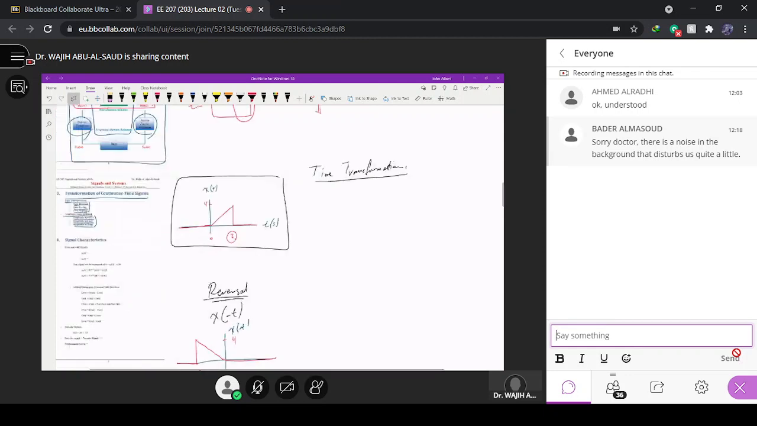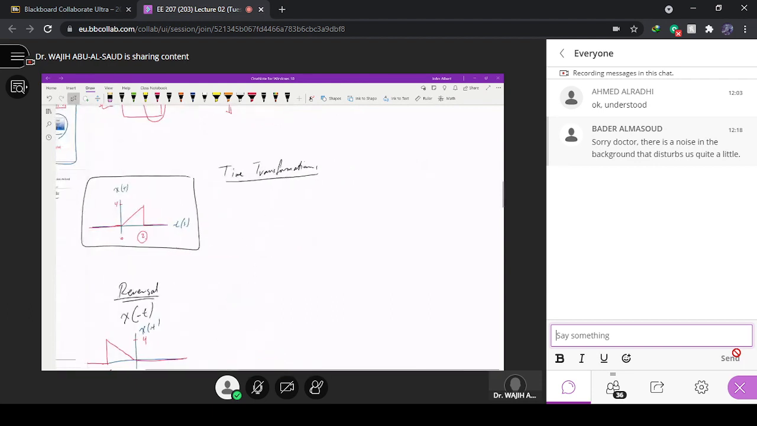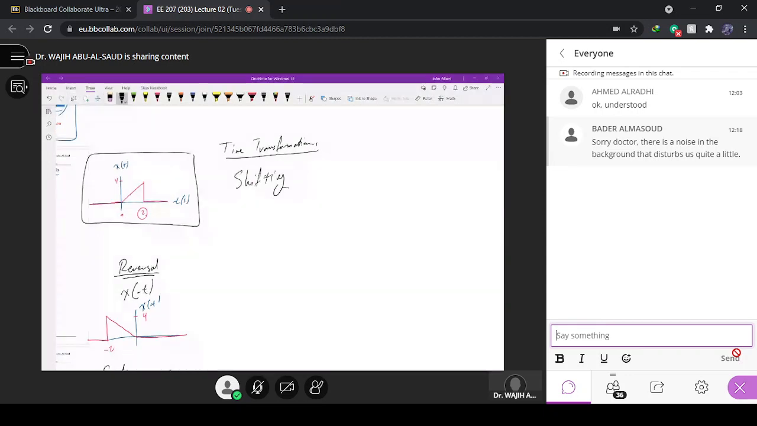Right. The last one is shift, time shift. So by the same concept that we have talked about when we talked about time reversal and time scaling, what if someone asks you to sketch the following: x of t minus 3, for example?